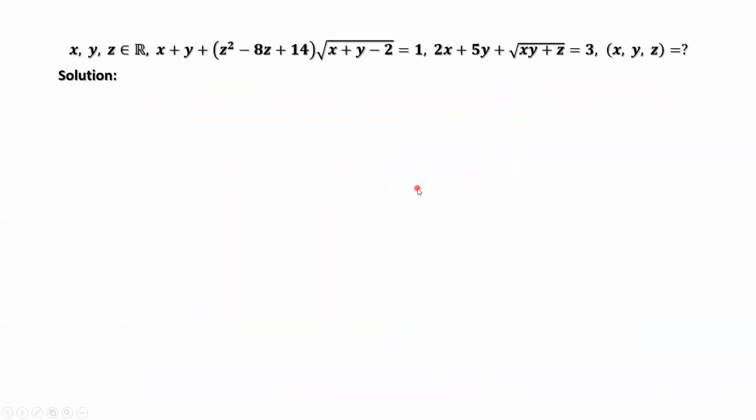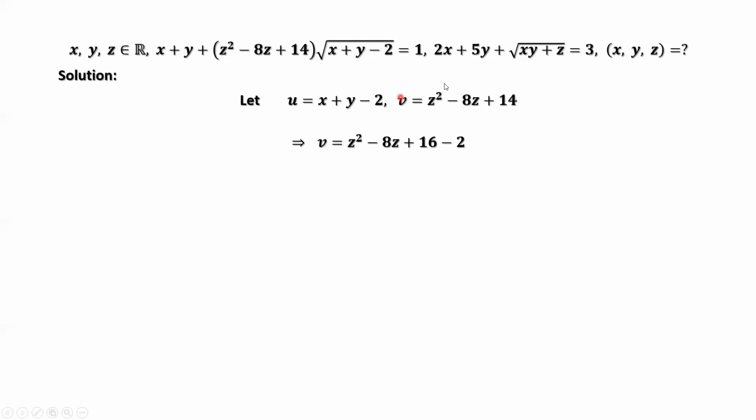First of all, we define two new variables. From the first given equation, we define the inside part of this square root. x plus y minus 2 equals u. z squared minus 8z plus 14 equals v.